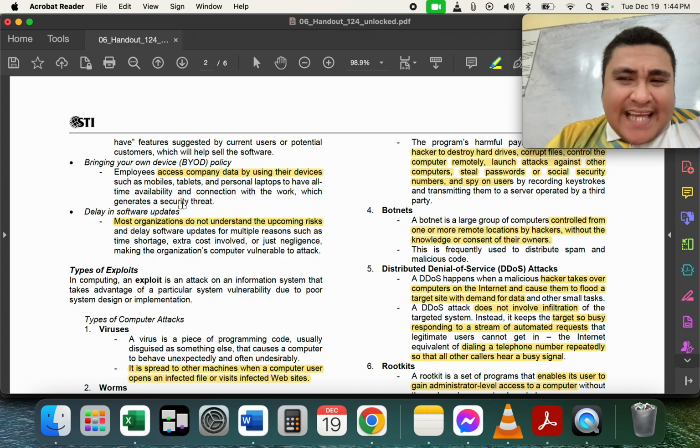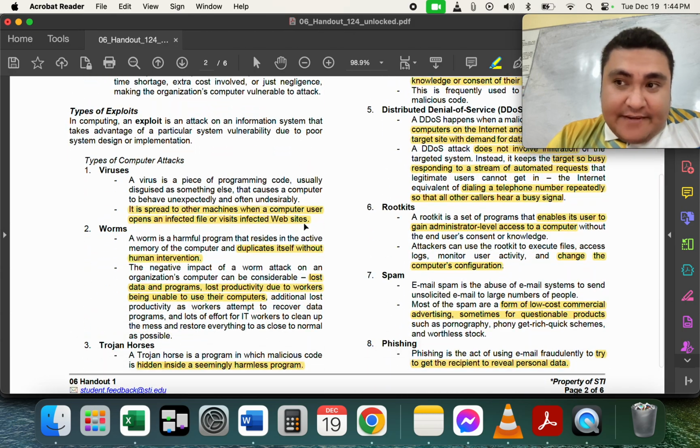Now, with this kind of problems or the prevalence of cyber crimes or internet crimes, there are already existing exploits which we can identify among the 8. Okay, so we have here the types of computer attacks.